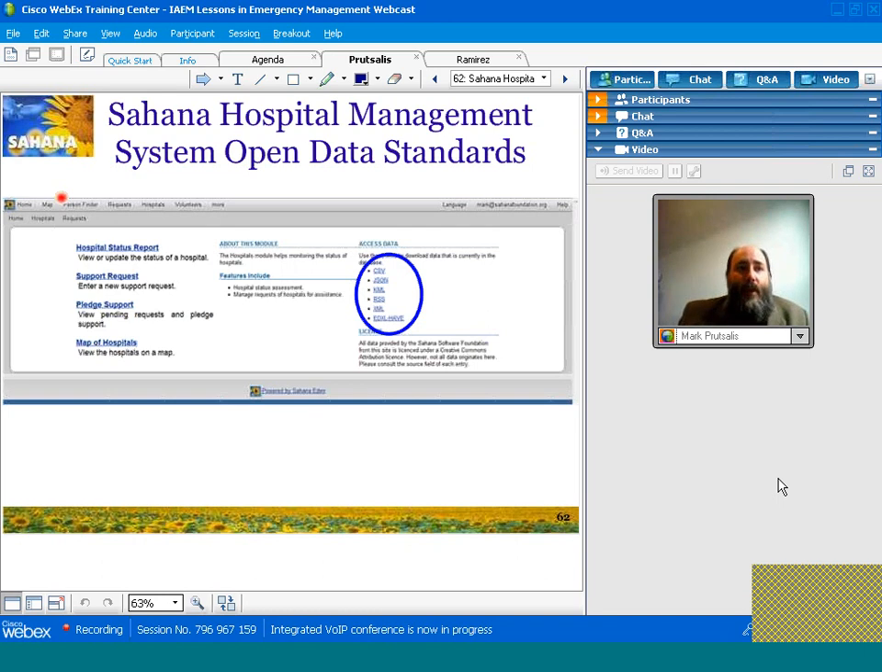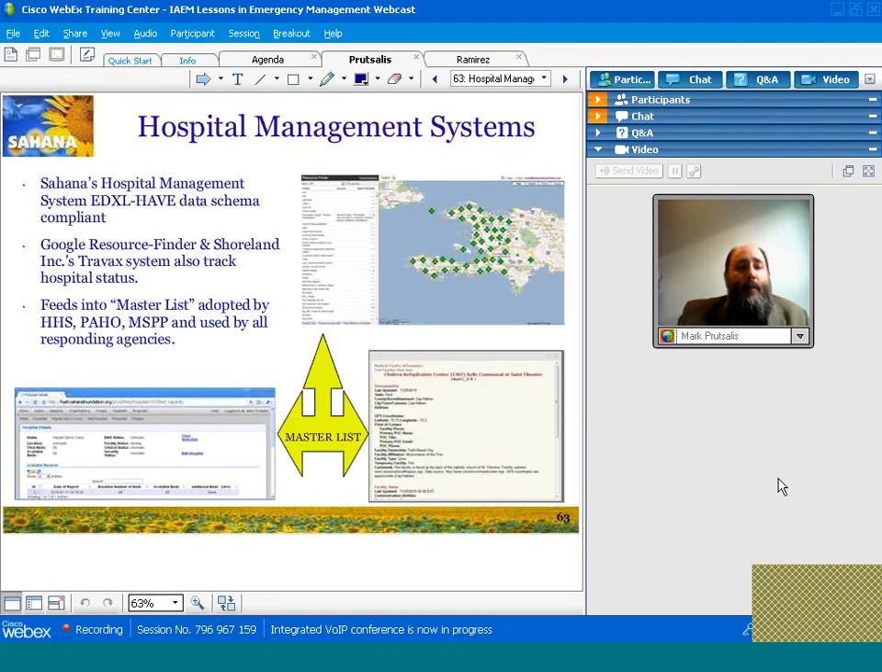So we had hundreds of organizations pull this data from Sahana, and it was a very successful effort. A number of groups as well built on this data set. There was a very important effort coordinated by the U.S. Department of Health and Human Services that also involved the Pan American Health Organization, PAHO, and a bunch of other groups to help create a master list of all hospitals and medical facilities in Haiti, an official master list.